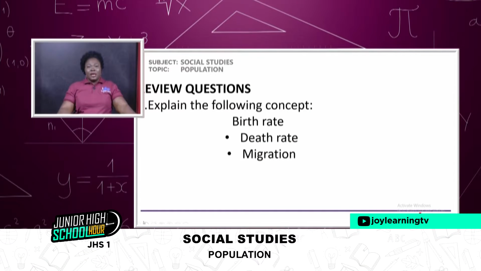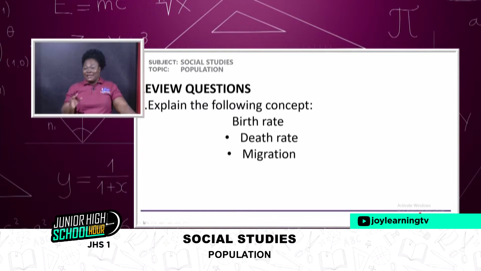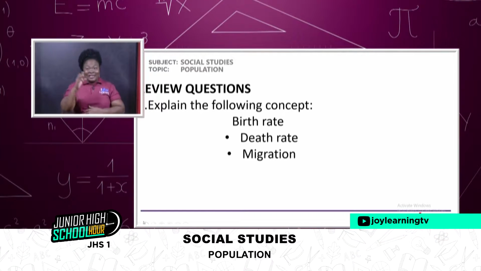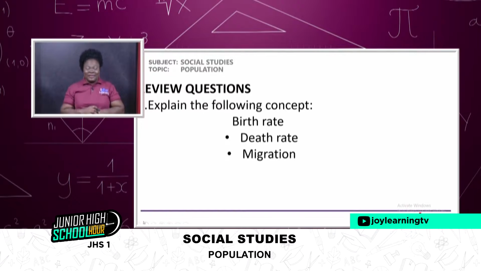Good. Now let's look at our review questions for the day. Well, this is the place that most of you really enjoy, and I enjoy them too when I give you questions and you're able to answer them. Somebody has even started answering it already. That's good. Now let's look at the first question. Explain the following concepts. 1. Birth rate. 2. Death rate. And 3. Migration. Remember migration, immigrants, emigrants.